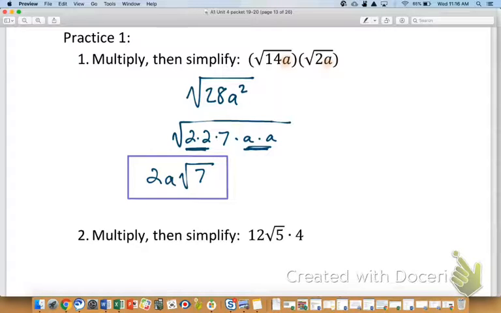Okay. So number 2 is a little bit different. I don't know how you're going to handle it, but I'd love for you to try. It's 12 times the square root of 5 times 4. And I will let you ponder that for a couple of minutes, or at least a minute.